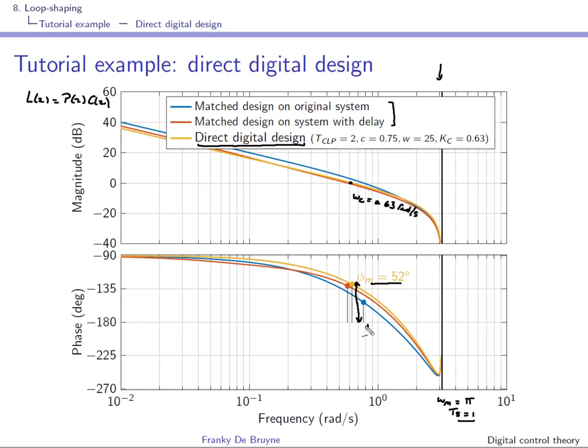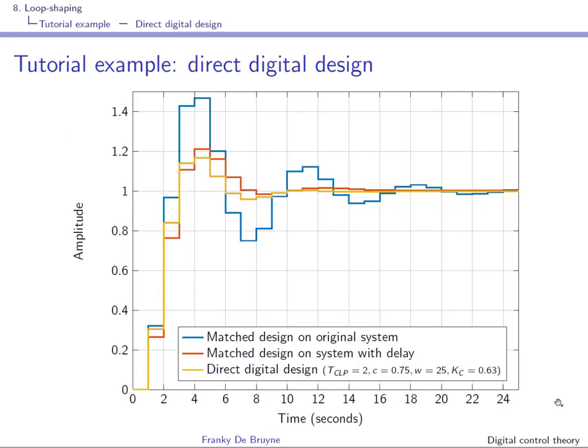You can see here that the previous two designs are a bit off. This one is really different, but you can see that the matched design on the system with delay comes relatively close. So here you have the output closed loop responses for the three designs. Remember that the sampling period is 1 second, and clearly you can see that the specifications are met exactly only for the direct digital design, so 17% overshoot and a settling time of 10 seconds. But you see that the matched design on the system with delay comes very close.